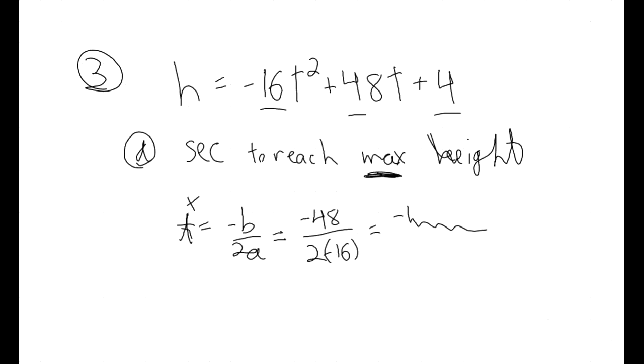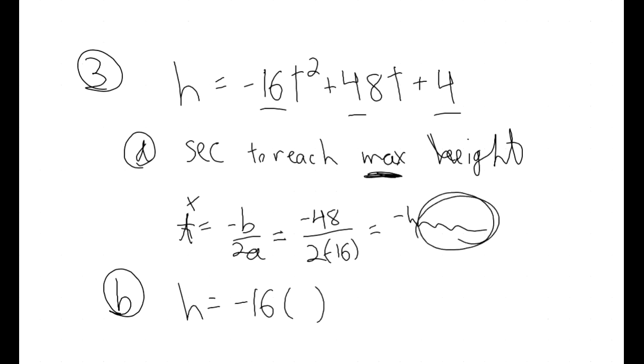And then for part B, it'll be just like the last one. Now you're going to plug that number in. So h equals negative 16 times whatever your answer was there for the time squared, plus 48 times that same amount of time, plus 4. That gives you a height output, and you just run those numbers again. Make sure you square first before you do the times 16. That'll give you a maximum height.